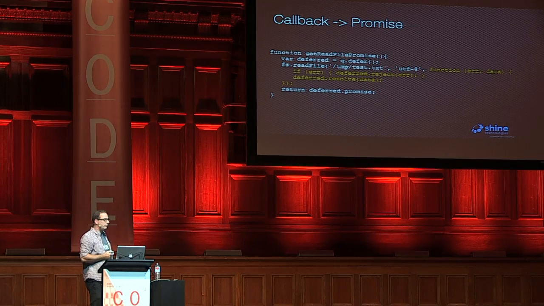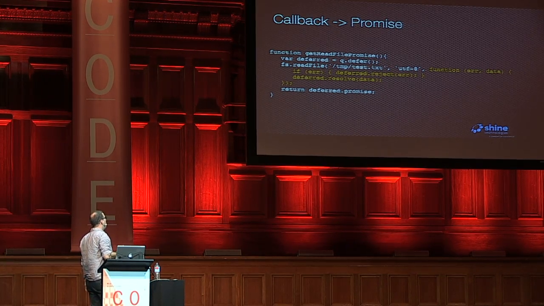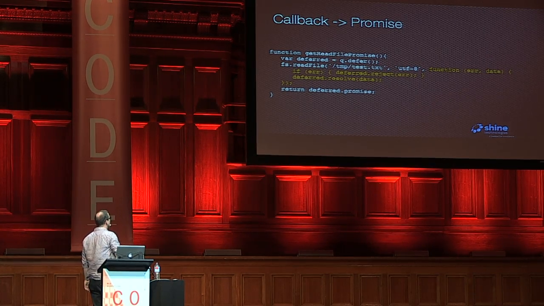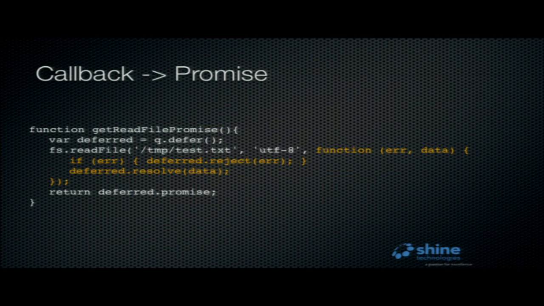Let's look first at how we turn a callback into a promise. Here we have a function getReadFile promise, which does exactly that. It calls that fs.readFile asynchronous function, and somehow through some magic turns it into one of those promise objects. The way it does that, I'm using a promise library, an implementation of this concept of promises, the Q library, the same one that Tony was talking about.